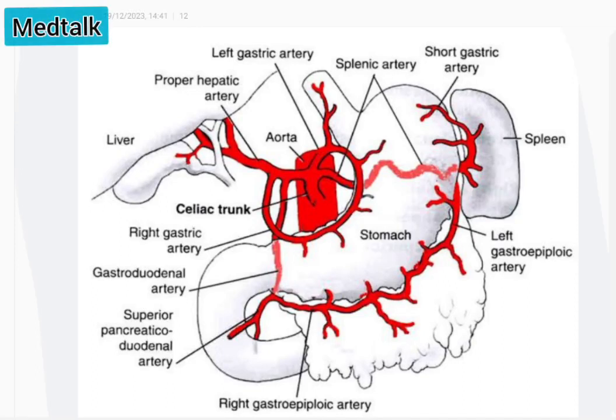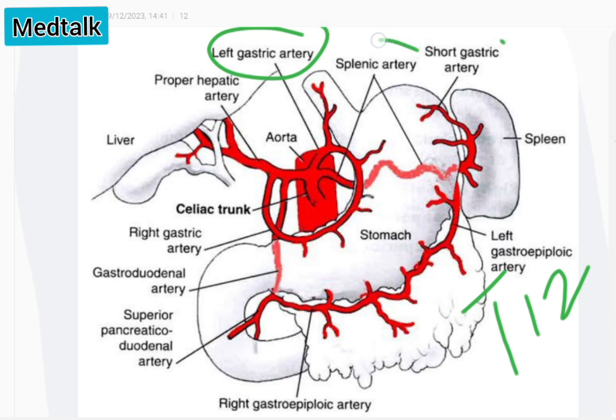Hello, in this video we'll discuss the celiac trunk, how the celiac trunk arises, how it gives branches and what it supplies. The celiac trunk is the artery of the foregut, which arises at the level of T12 from the abdominal aorta directly. The celiac trunk gives three branches. First branch is left gastric artery, second is splenic artery, and third is common hepatic artery.